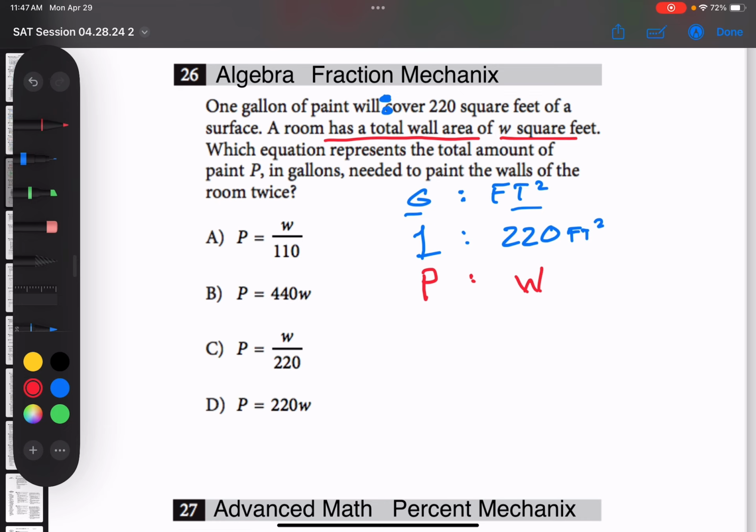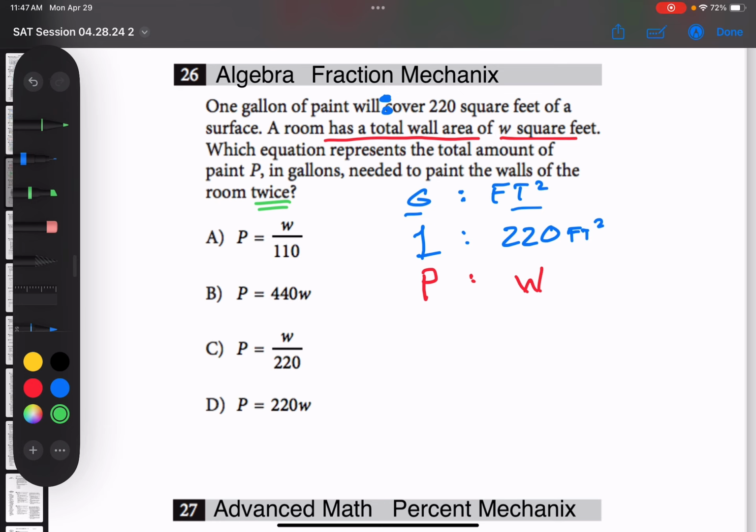Ooh, dirty, dirty, dirty. Here it is. I'm going to underline in green, dirty: the room twice. Okay, back it up. What are we going to multiply by 2? A room has a total wall area of W square feet. All right. So we already know that 1 gallon of paint will paint 220 square feet.